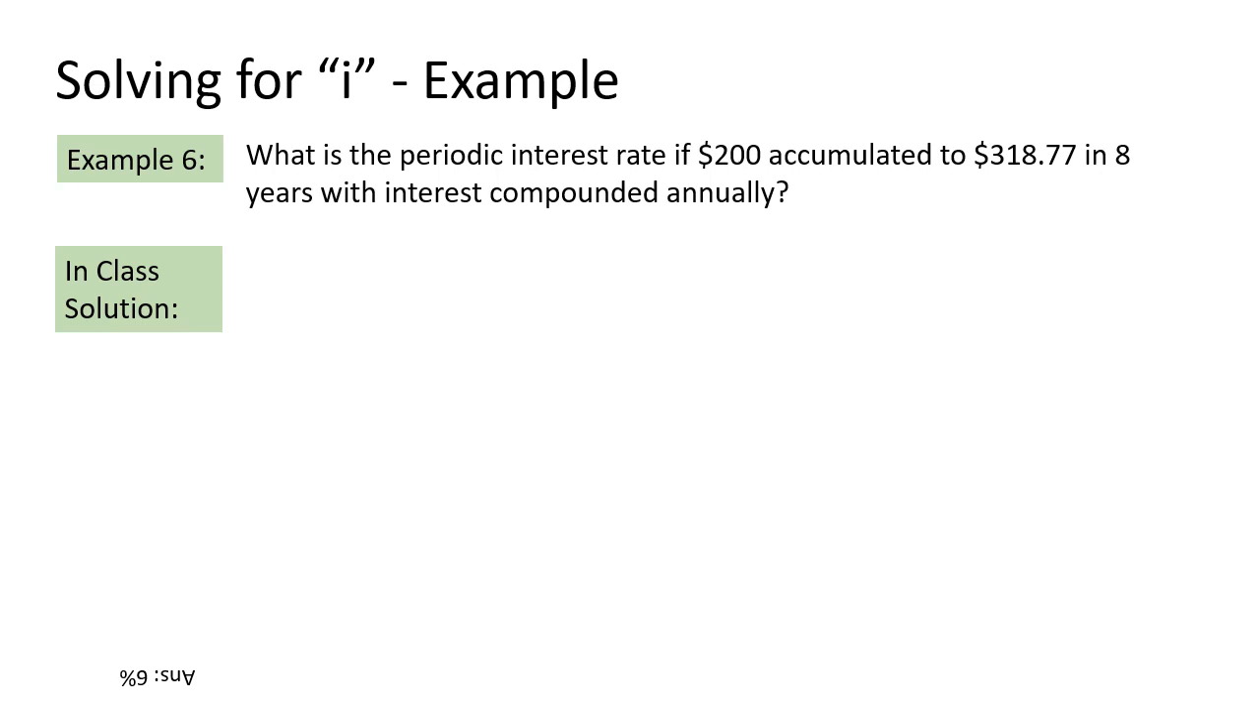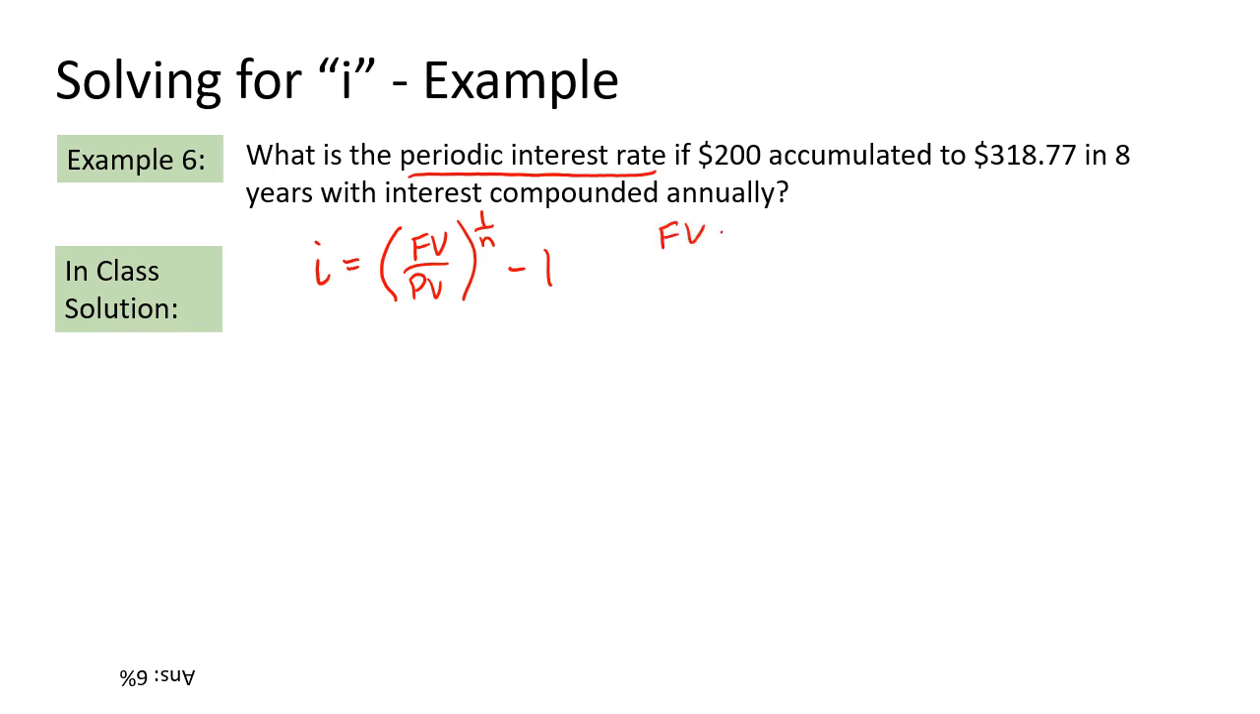So let's look at an example. What is the periodic interest rate if $200 accumulated to $318.77 in 8 years with interest compounded annually? All right, so again, we're looking for the periodic interest rate. So I'm going to start with the formula: I is equal to the future value divided by the present value to the exponent 1 over n, minus 1. So what do we know in this problem?